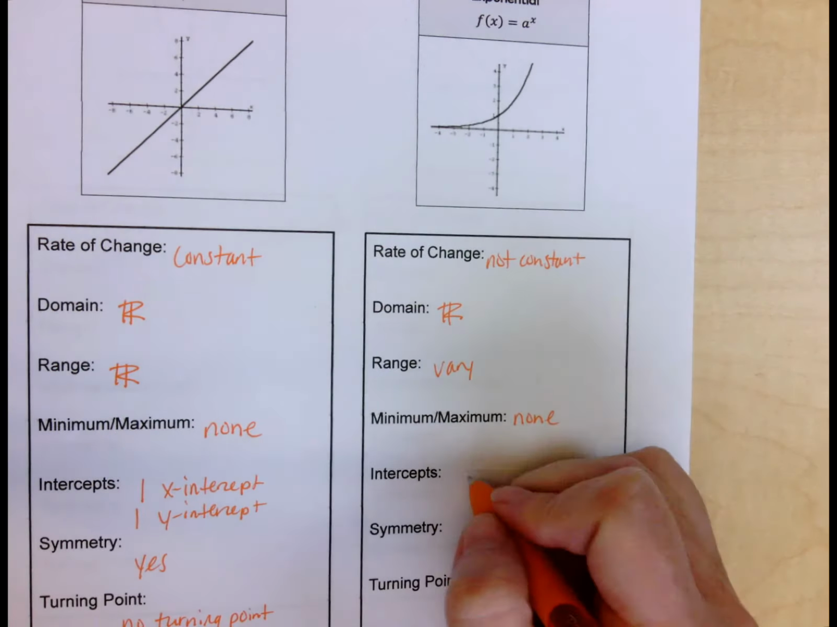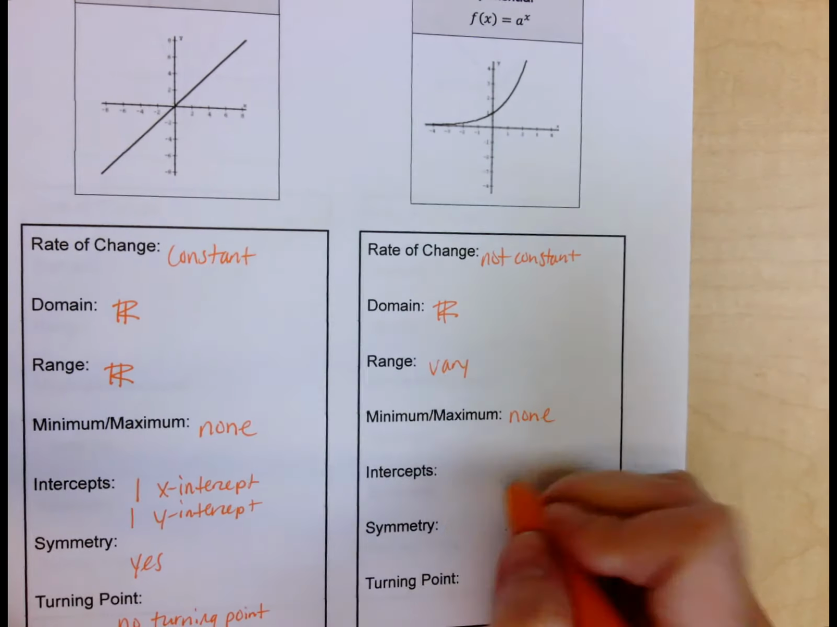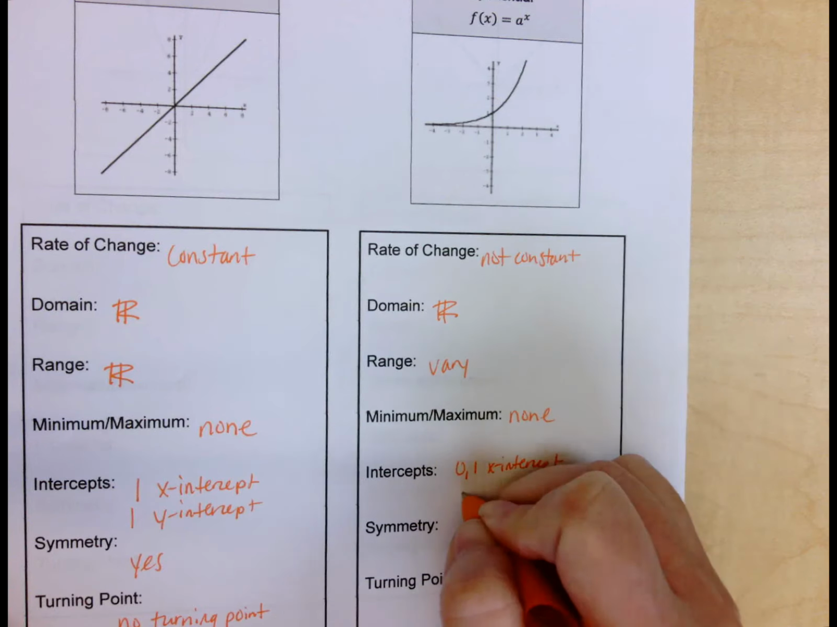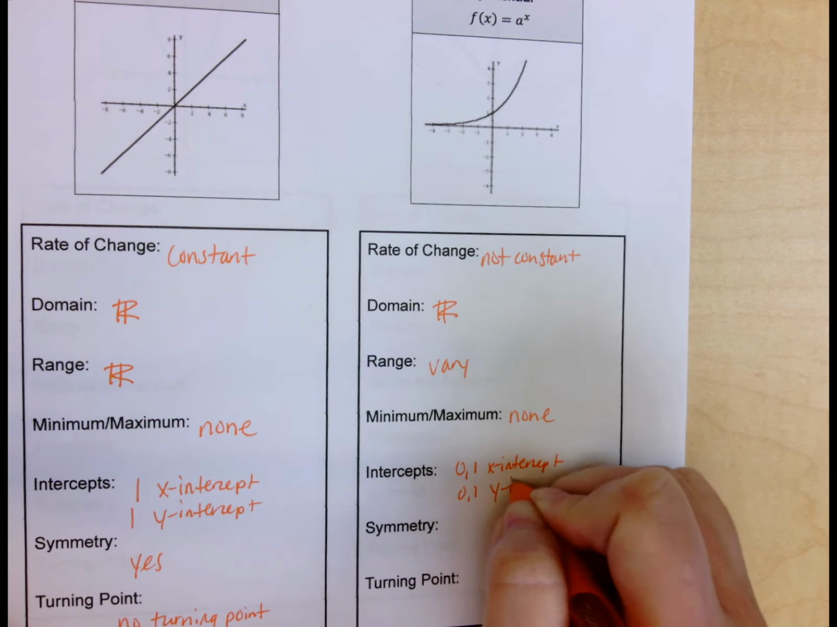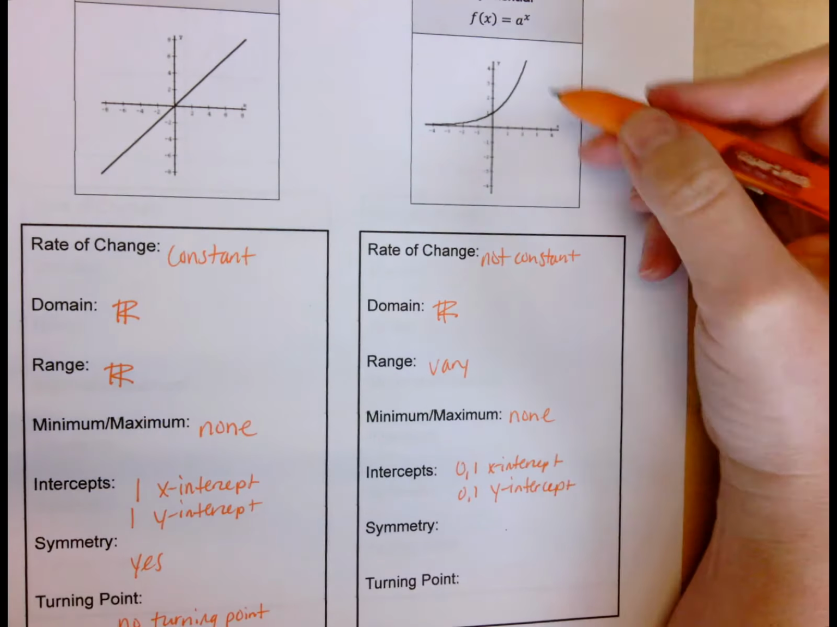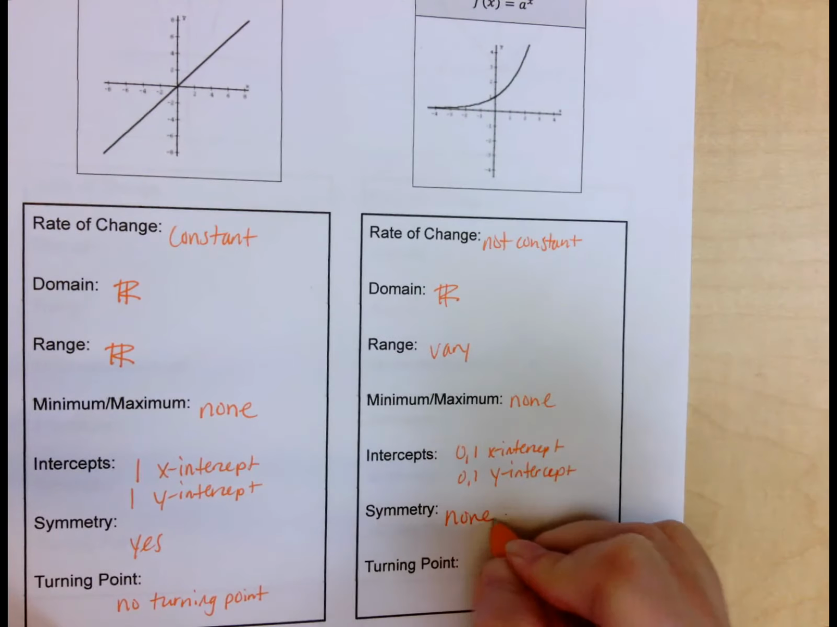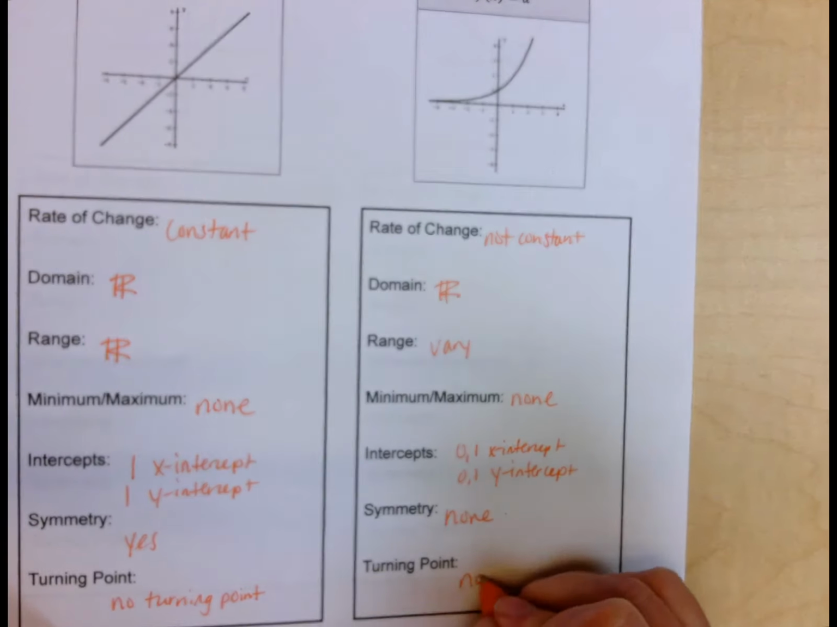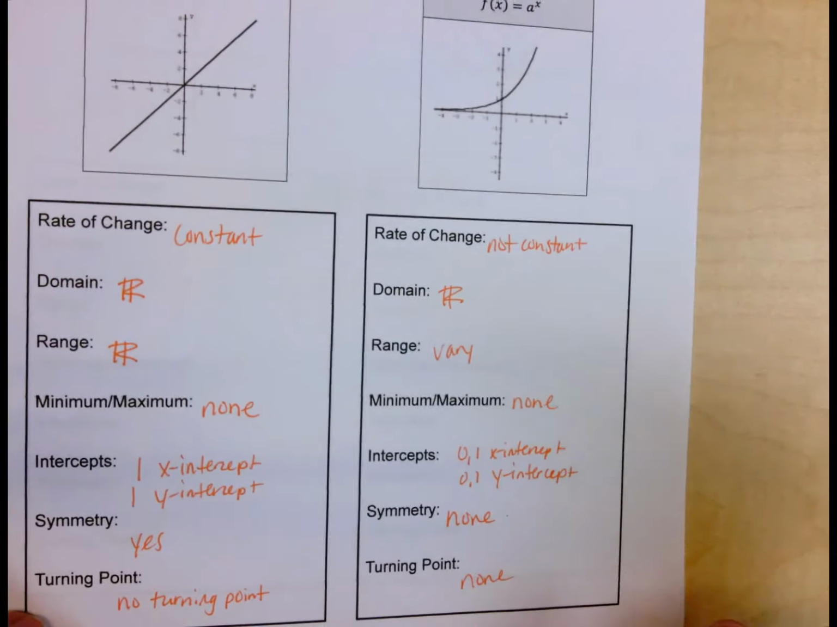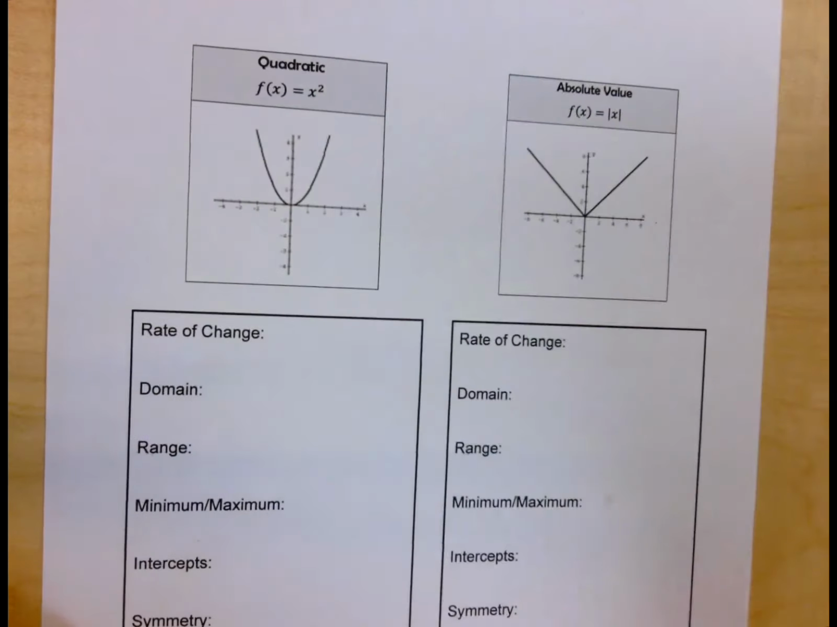Intercepts, it may have, again, the location just depends. So 0 or 1 x-intercept and 0 or 1 y-intercept. Could be either way. Just depends on where it's located on the graph. Symmetry, it has none. And turning point, it also has none. It's always moving in the same direction. Even though there's a curve in it, it's still moving in the same direction. All right, so these are going to go in your notes about parent functions.